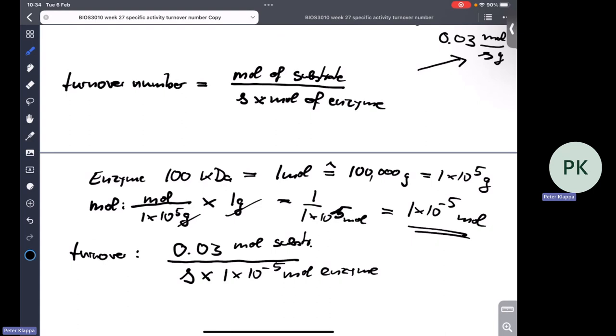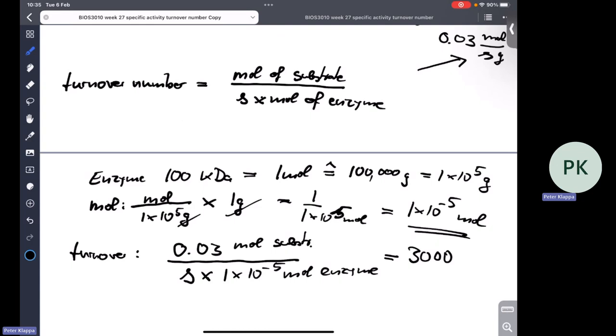Can somebody quickly do the honors on a calculator? Or can you do that in your head? Sorry? Nice try. I disagree. Yes, you're absolutely right. It gives us 3,000. You're absolutely right. Yeah, you got that as well?